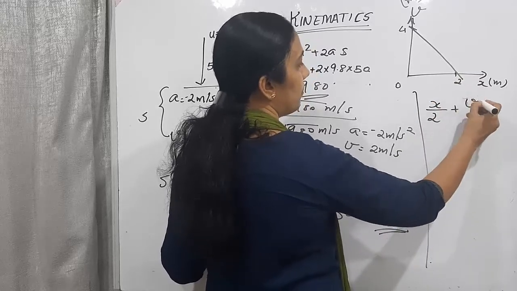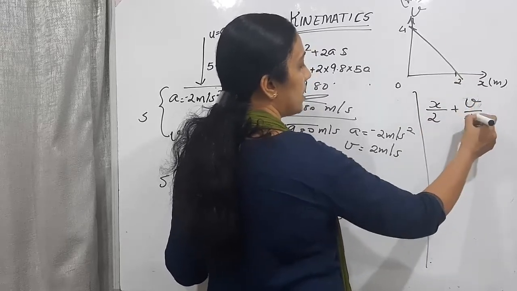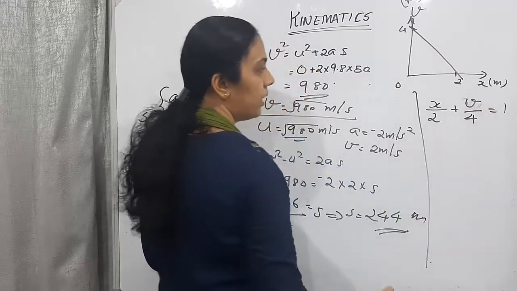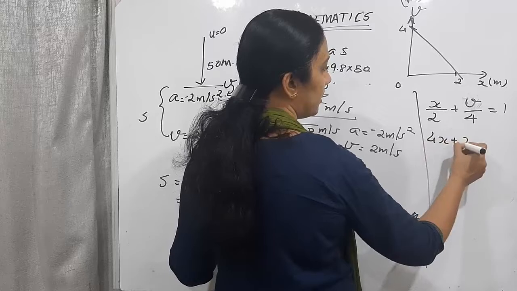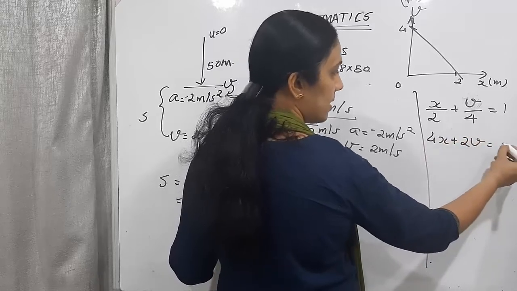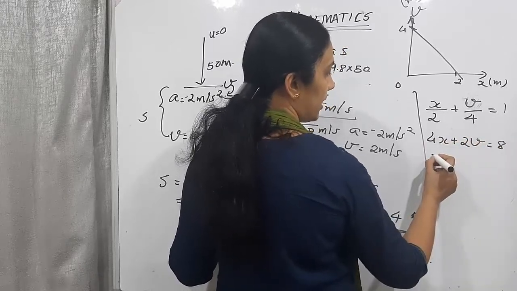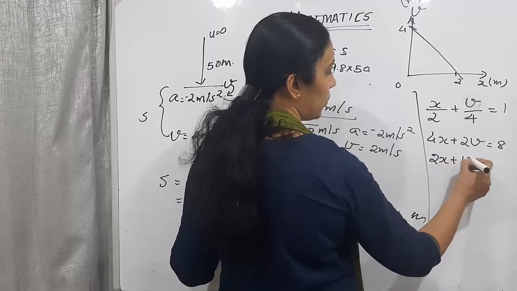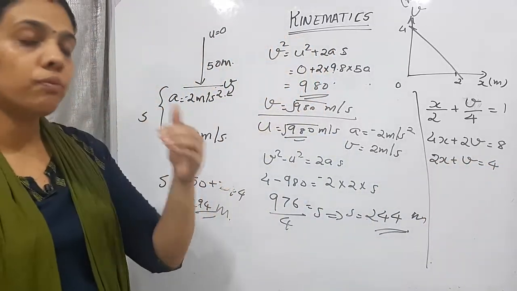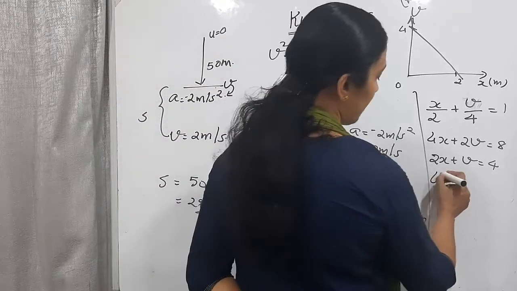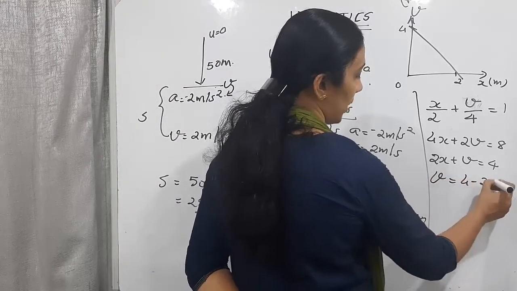It is v. V divided by y-intercept as 4 equals 1. Therefore, we are getting the equation as 4x plus 2v equals 8, or we can write it as 2x plus v equals 4. Now, we can find out the equation of v. V equals 4 minus 2x.